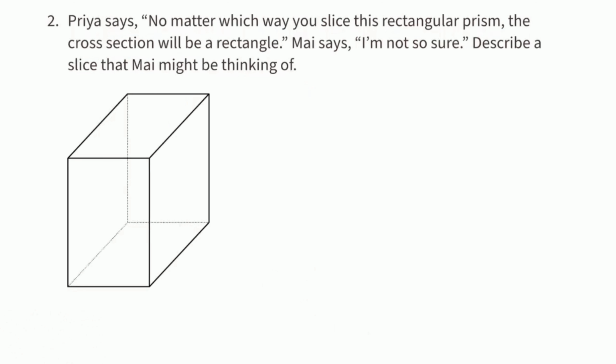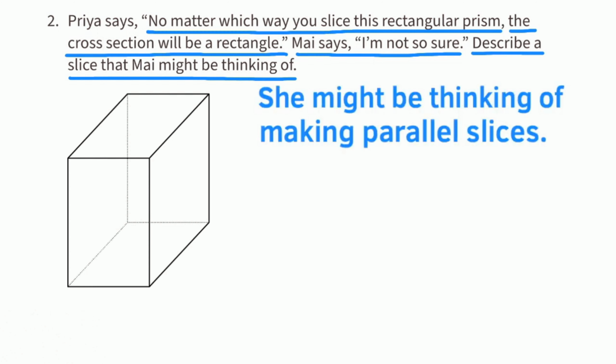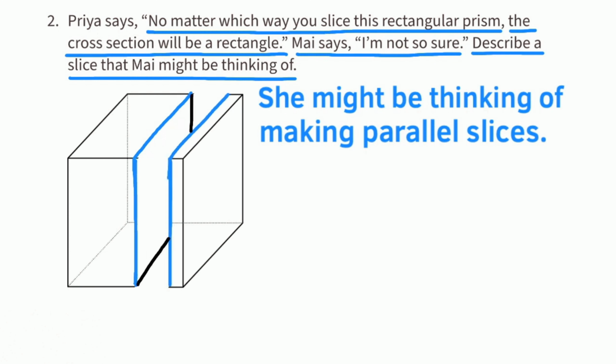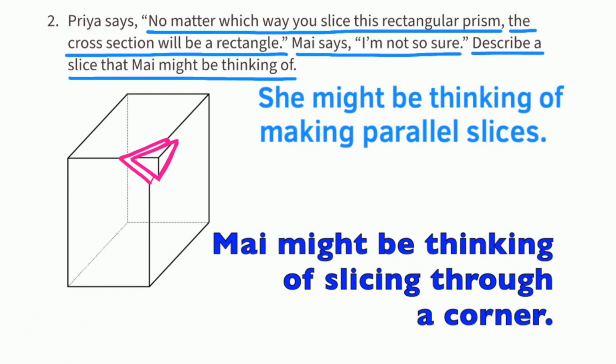Problem number 2. Priya says no matter which way you slice this rectangular prism, the cross-section will be a rectangle. May says, I'm not so sure. Describe a slice that May might be thinking of. She might be thinking of making parallel slices, like these two examples. But May might be thinking about just slicing off a corner, like this example, and the cross-section is in the shape of a triangle rather than a rectangle.